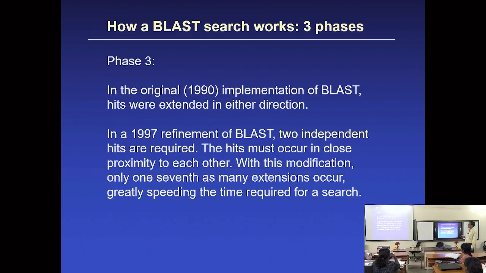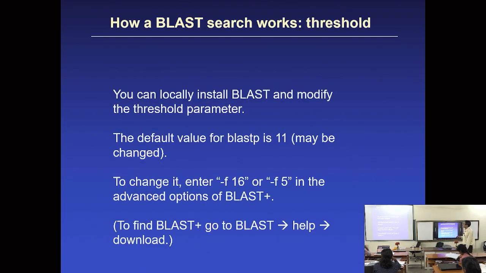This was the original version, but in the later version, BLAST requires 2 independent hits, not 1, that are in close proximity to each other. This helped minimize false predictions, so it became more specific. The requirement was that there should be 2 hits, not 1, in close proximity to each other. Okay, so we'll skip this.